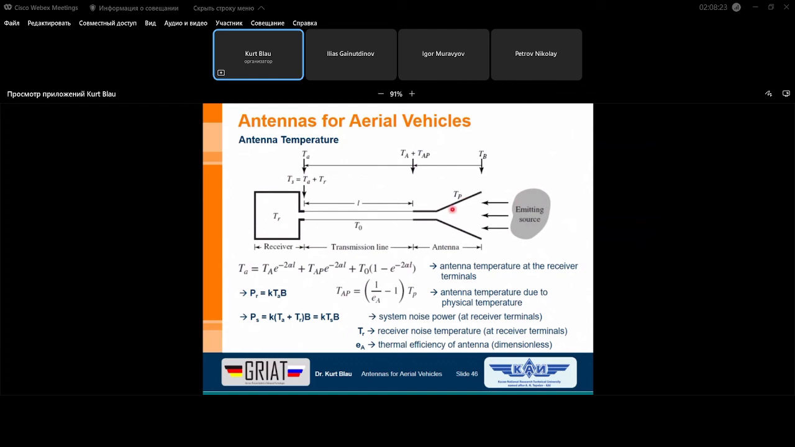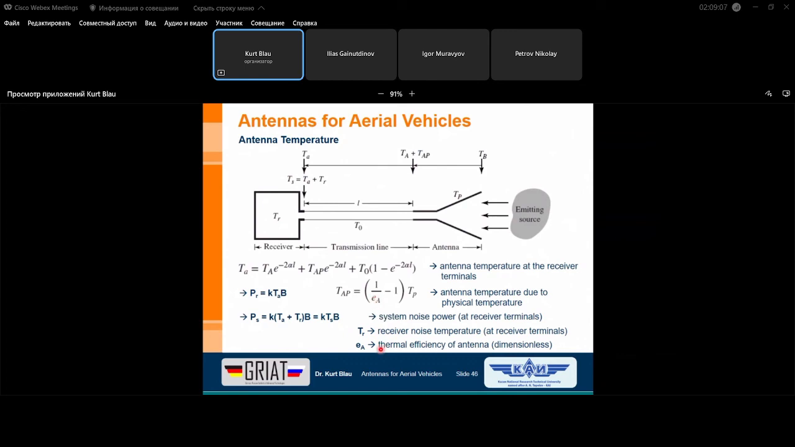Additionally, our antenna has an environmental temperature, we name it TP. It's the physical temperature of the antenna. Normally it cannot be exactly 290 Kelvin, because the sun can heat up the antenna to a higher physical temperature. And in the formula, this is expressed with this term here. This is our physical temperature, and this gives an equivalent temperature that depends on this EA.